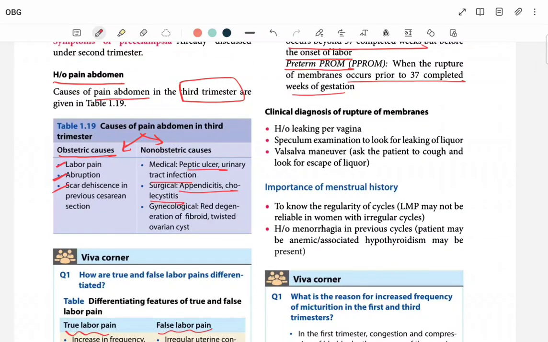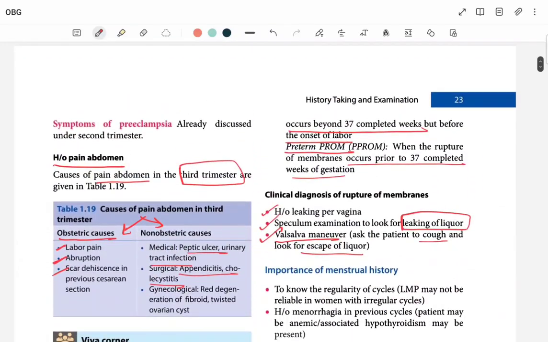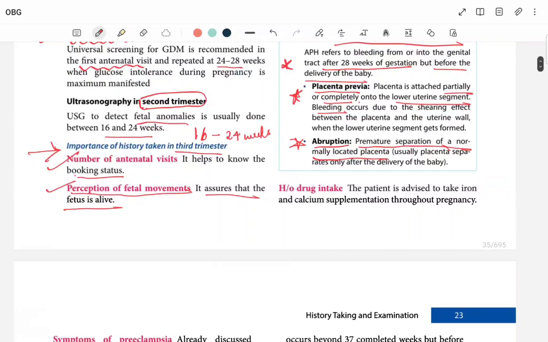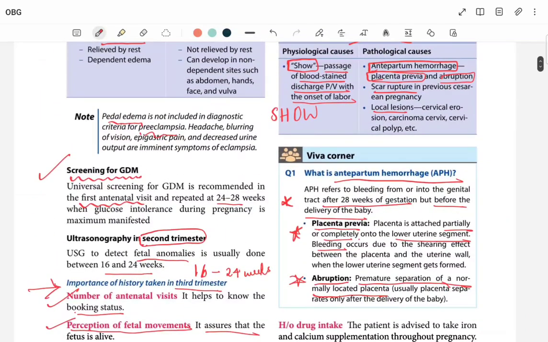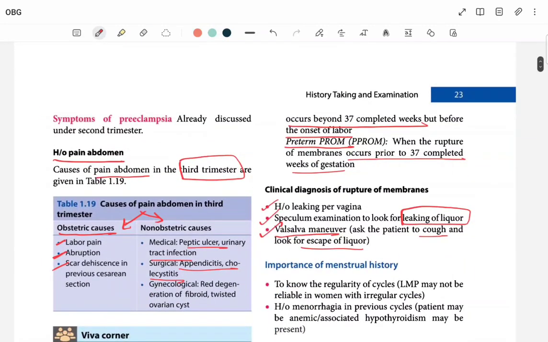So the clinical diagnosis of rupture of membranes is by history of leaking per vagina, speculum examination to look for any leaking of liquor, and the Valsalva maneuver, that is, asking the patient to cough and looking for escape of liquor. So we have discussed all the points of history in detail in the first trimester, second trimester, and third trimester. The continuation will be in the next video.